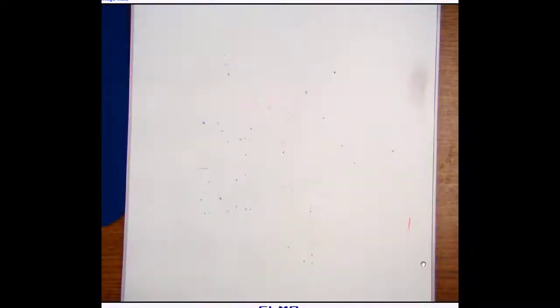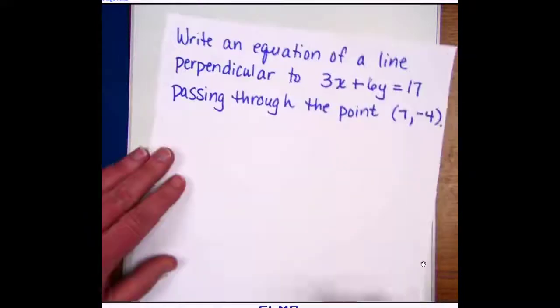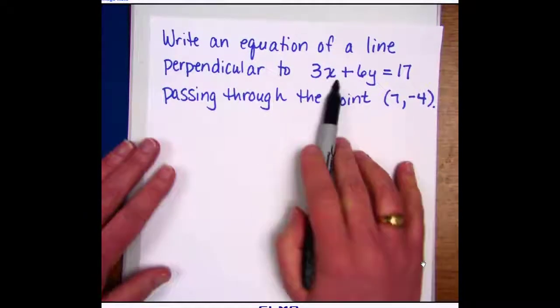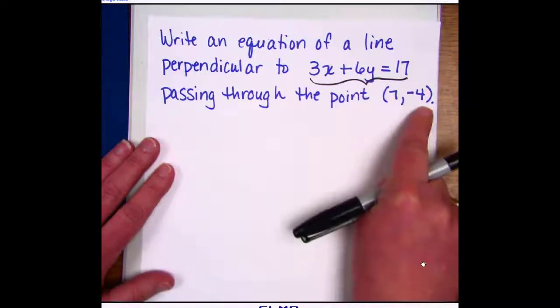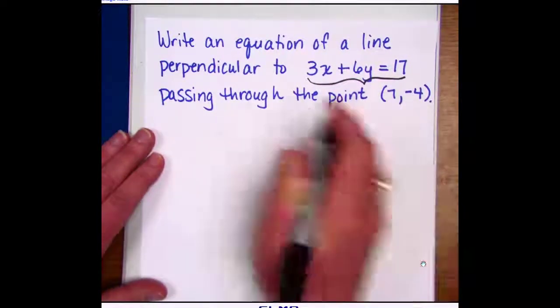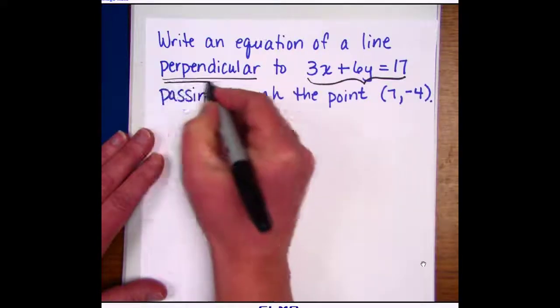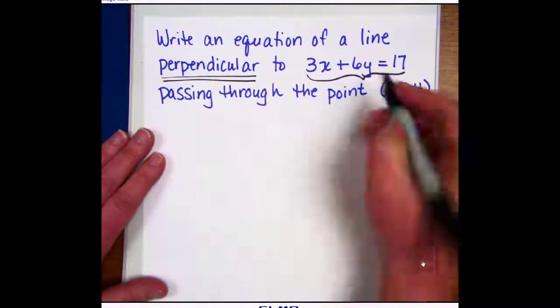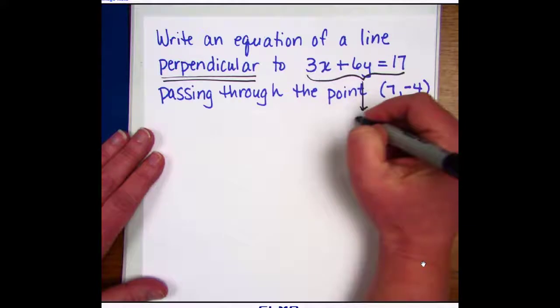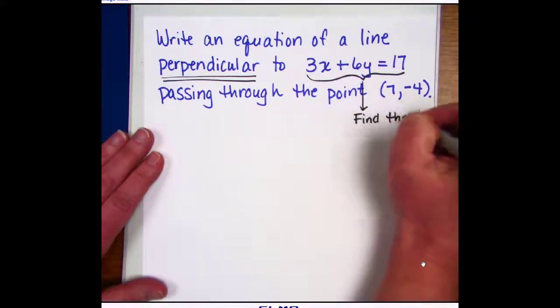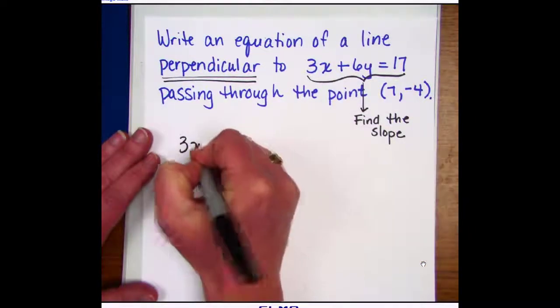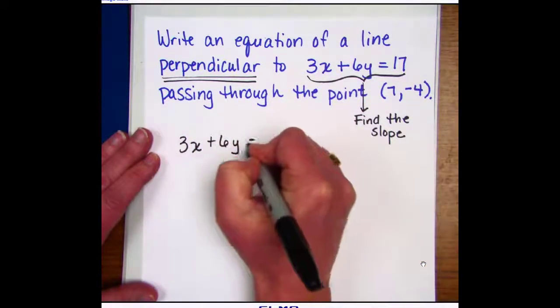Let's do an example with perpendicular lines. So in this example, we want to write an equation of a line perpendicular to this line, passing through the point 7, negative 4. Again, the key here is to recognize that we have a perpendicular line this time, and all we're going to use this for is to find the slope. So I have 3x plus 6y equals 17.